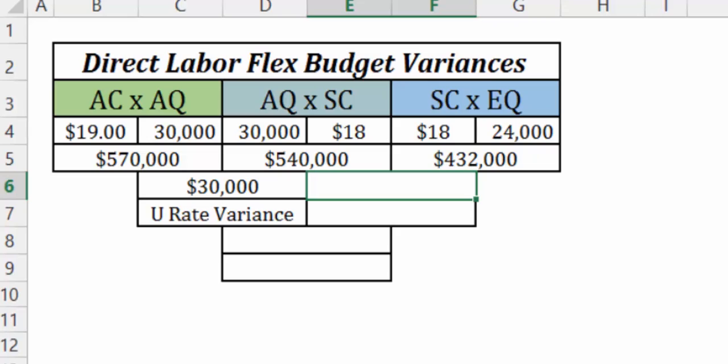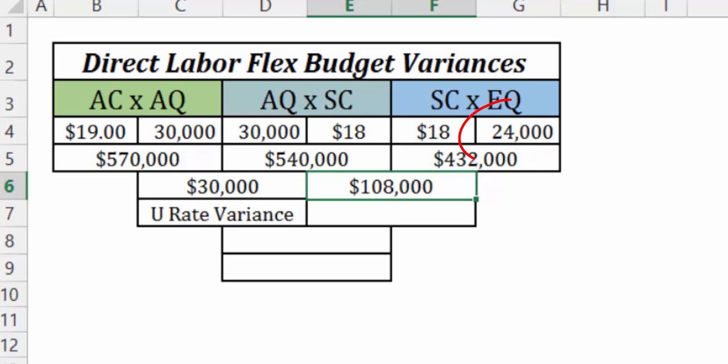If we take the difference between our third budget and our flex budget, we can see that that is $108,000. Again, is this going to be favorable or unfavorable? Well, we can see that the blended budget, half actual and half standard, is higher than the flex budget, so that implies it's going to be unfavorable. But we can also look at that quantity.